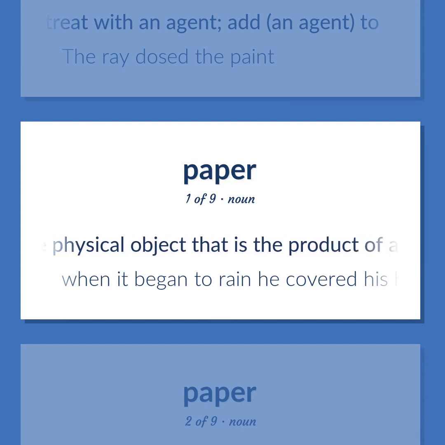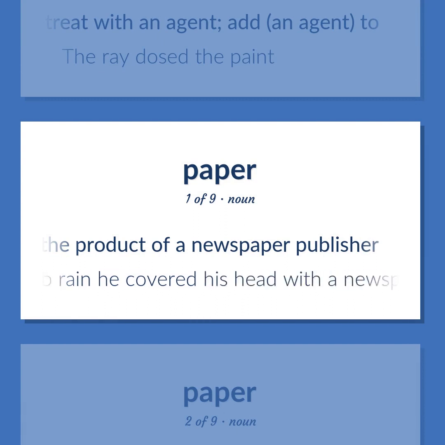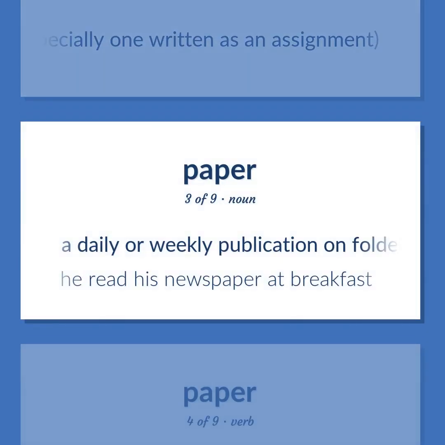The physical object that is the product of a newspaper publisher. When it began to rain, he covered his head with a newspaper. An essay, especially one written as an assignment. A daily or weekly publication on folded sheets, contains news and articles and advertisements. He read his newspaper at breakfast.